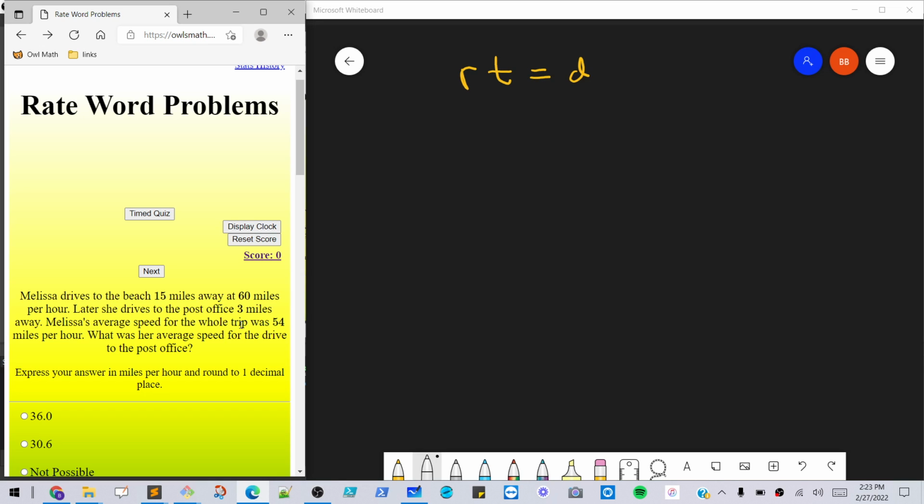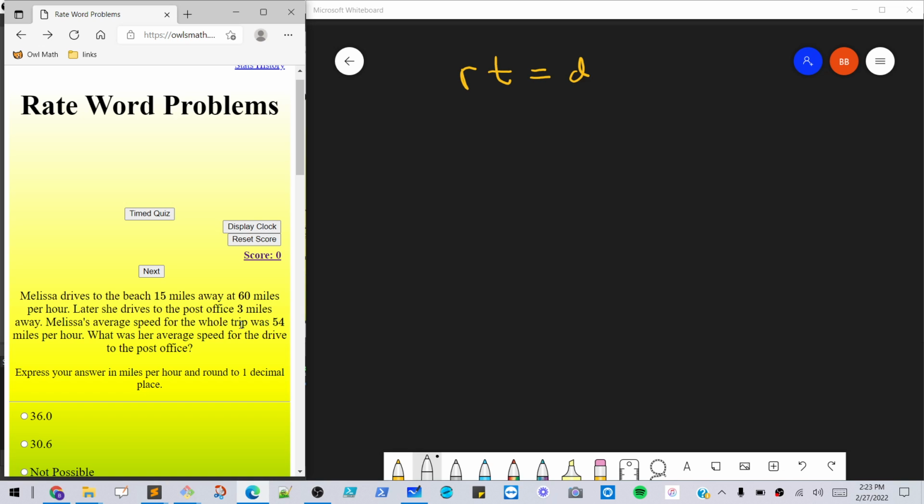So we have a problem on the board here, another word problem. This is the second one I did a word problem the other day. And the question asks, Melissa drives to the beach 15 miles away at 60 miles per hour. Later, she drives to the post office 3 miles away. Melissa's average speed for the whole trip was 54 miles per hour. What was her average speed for the drive to the post office?